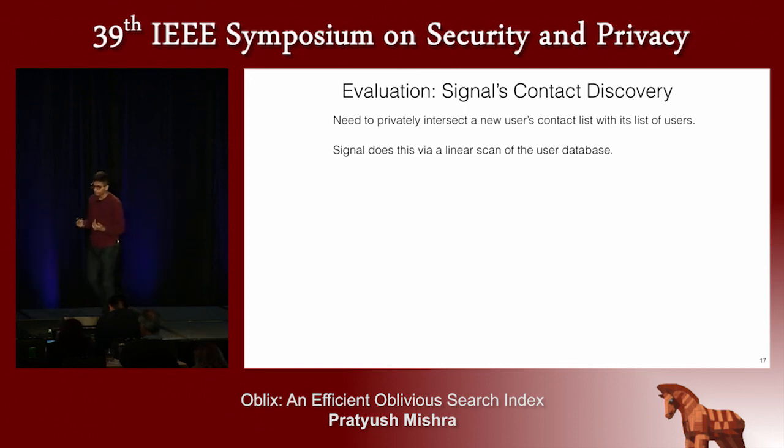Currently, how Signal does this is by having the users upload their contact list to an enclave on their servers. The enclave then, for each contact in the user's list, scans the list of Signal users and finds the intersection and sends it back to the client, or to the new user.